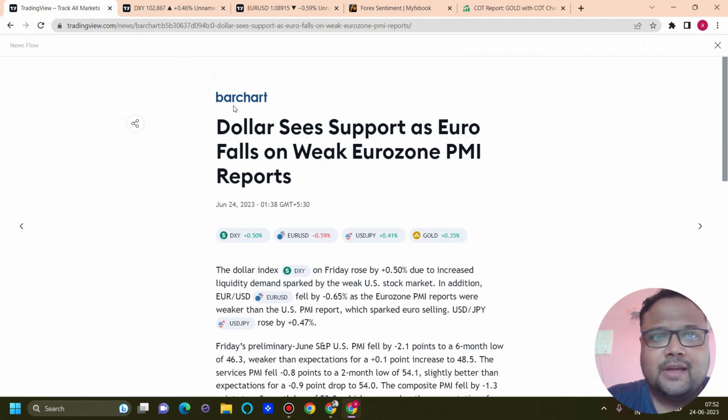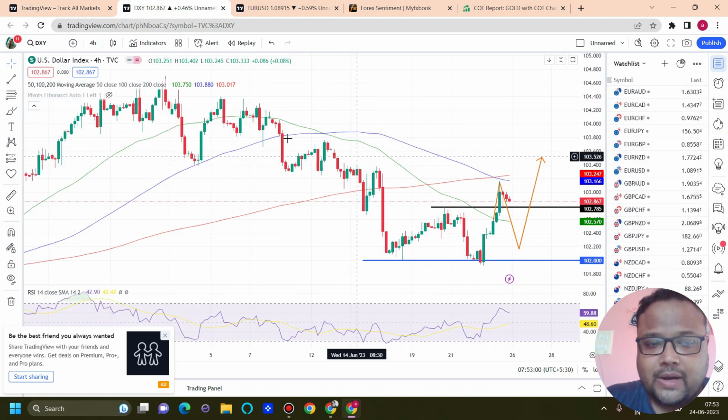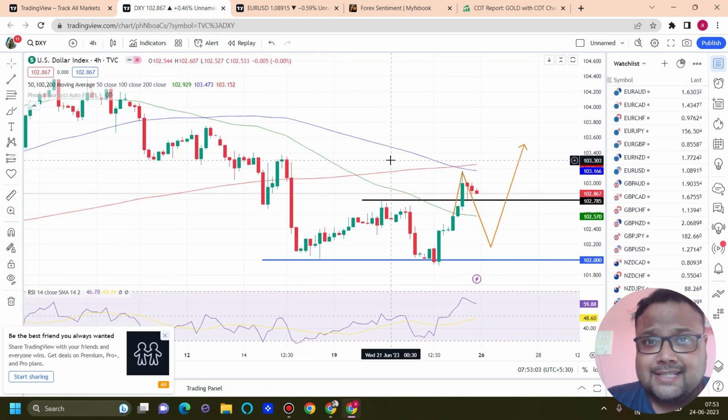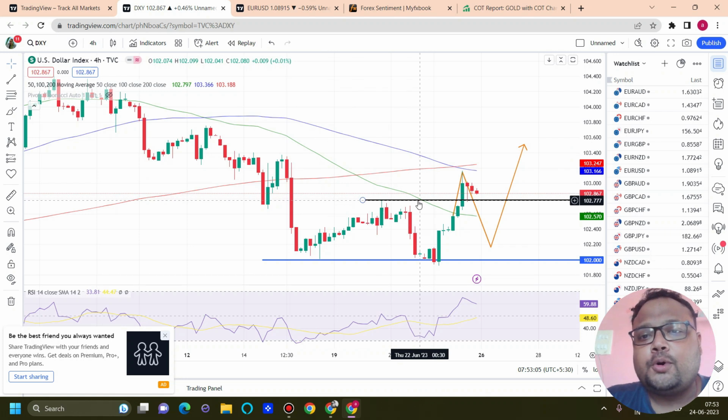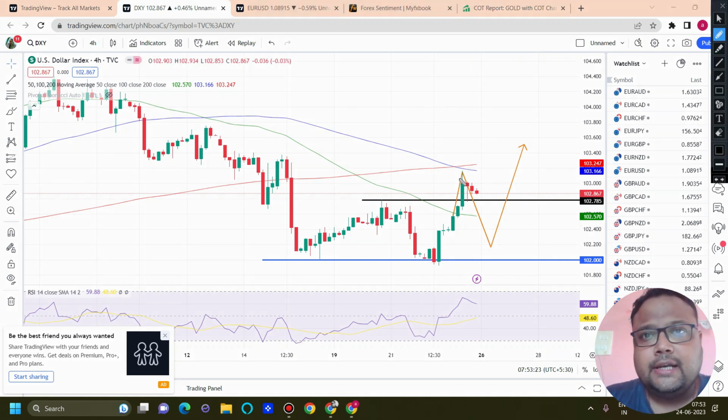First of all, dollar sees support as euro falls on weak eurozone PMI reports. And if we look at the chart of DXY here, then we can see that as discussed yesterday, DXY broke the previous high here because fundamentally DXY is positive right now. Fundamentals are pushing DXY towards the upside because of the discussion about the upcoming interest rate hikes during this year. So as a result, there is a good chance that DXY will try to continue the upside.